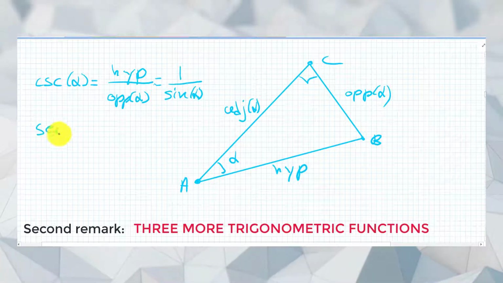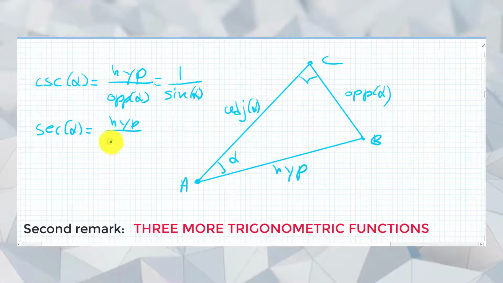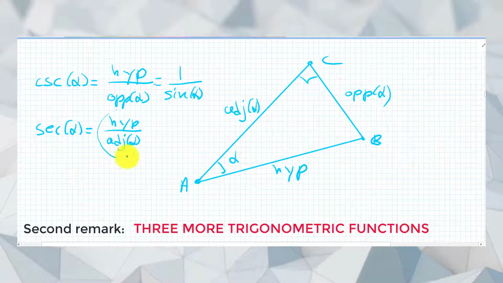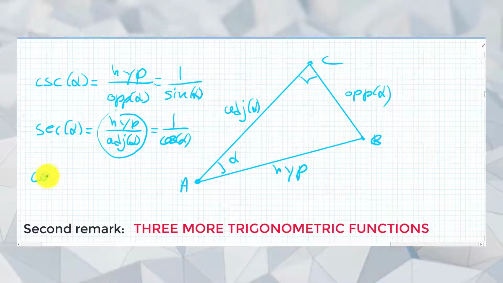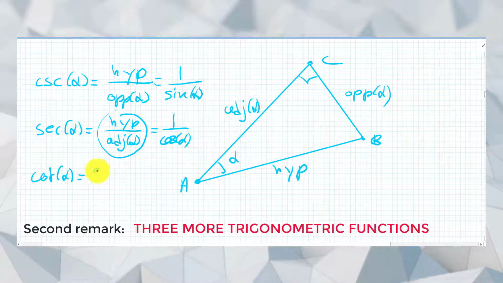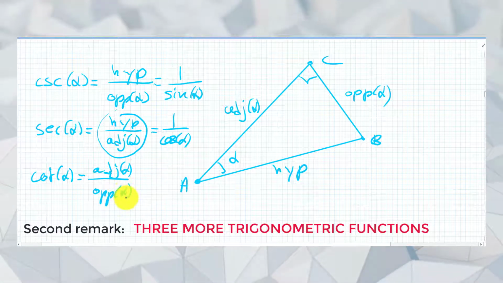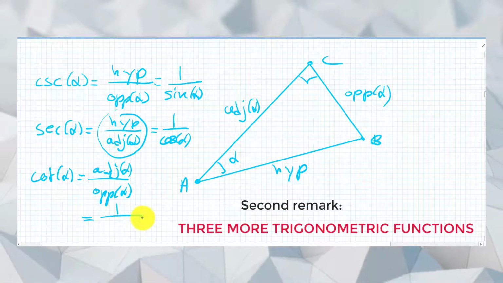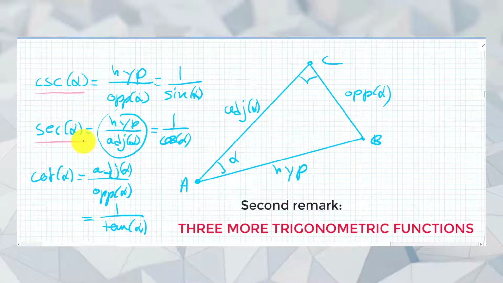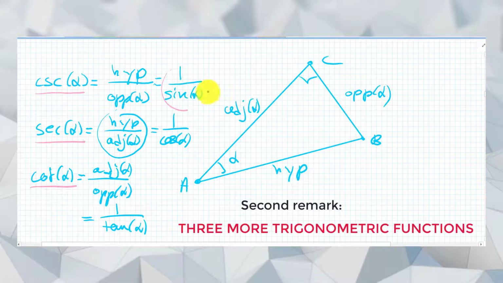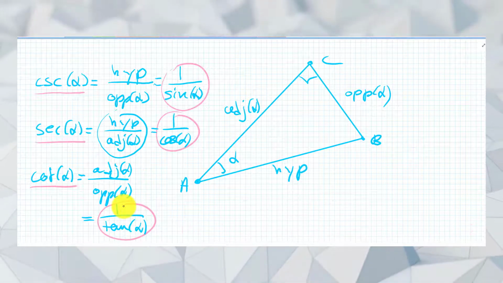We also define the secant of alpha as the hypotenuse divided by the adjacent of alpha. And this is the reciprocal of cosine alpha. And then we define the cotangent of alpha as the adjacent of alpha divided by the opposite of alpha. And we recognize here the reciprocal of tangent alpha. So we also have three trigonometric functions defined as the reciprocals of the sine, cosine, and tangent of the angle alpha.